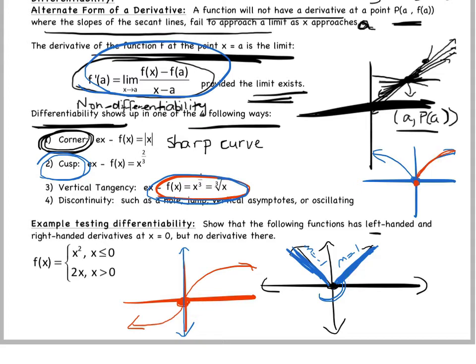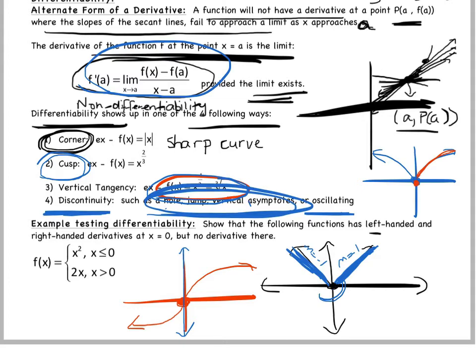The last type of non-differentiability can occur at a discontinuity. Now if you remember, discontinuity was referring to a hole, a jump, or a vertical asymptote, or an oscillating function. But specifically the hole, the jump, and the vertical asymptote. Anytime you have a discontinuity, you also run the risk of non-differentiability. If you have a hole, a jump, or a vertical asymptote, you're also going to have non-differentiability.